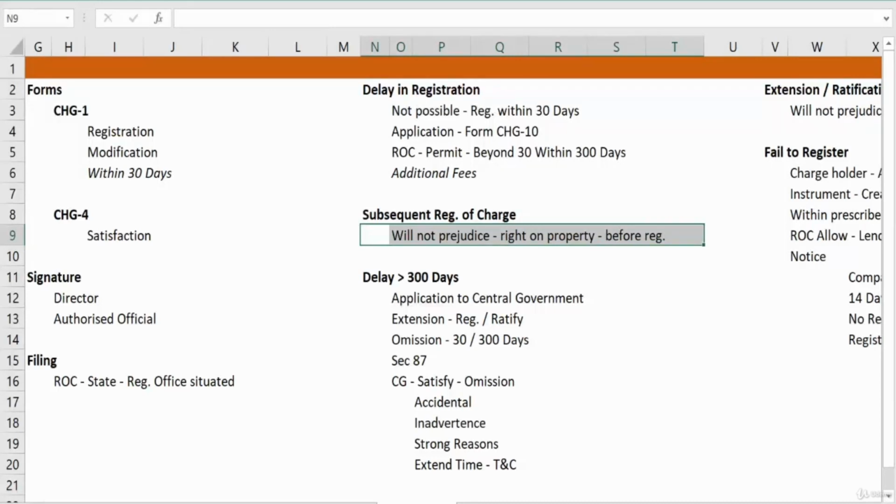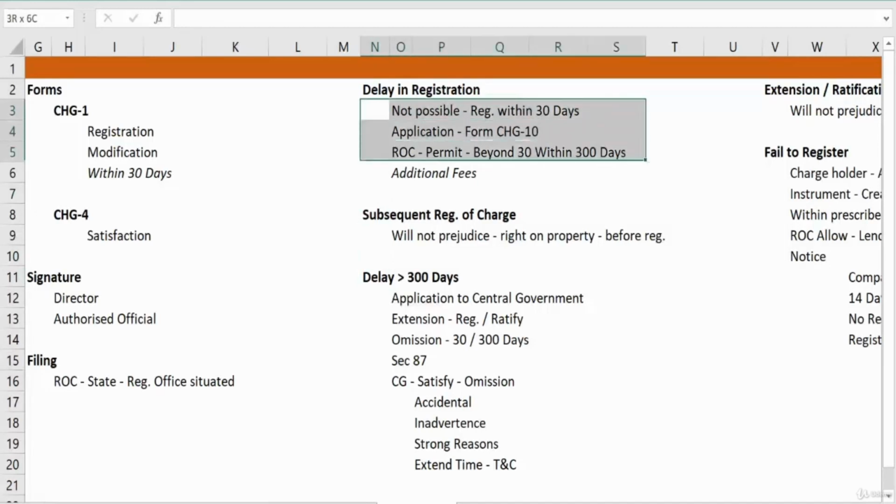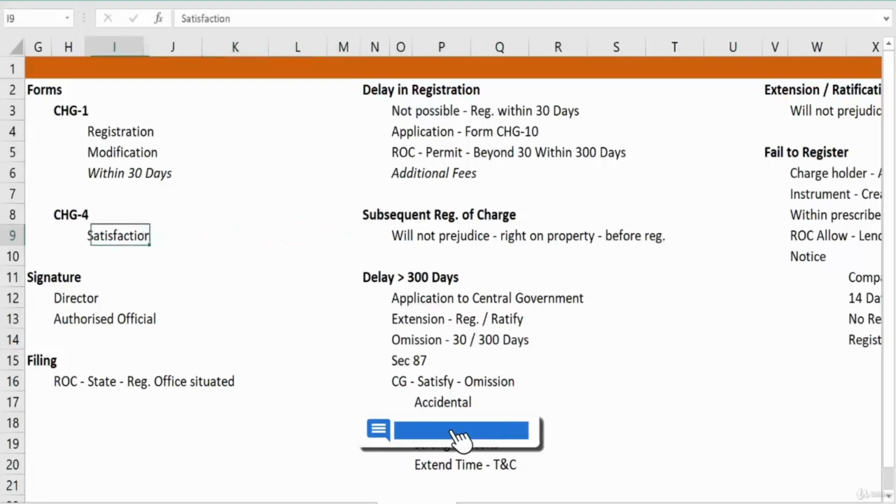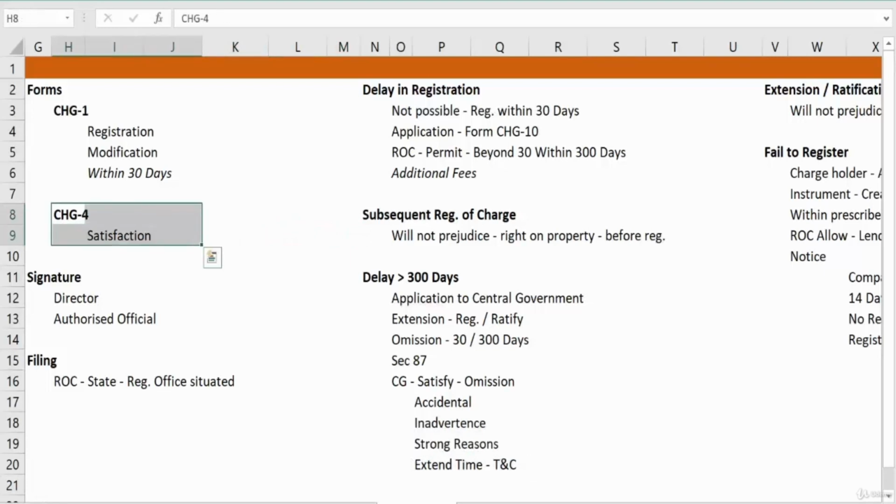So there is a subsequent registration, but if any right was created before that, it is not going to be affected. There is a delay, right? It is supposed to be registered within 30 days. It has been registered after 30 days. So there is a delay, and this delay has to be condoned, and for that only form CHG10 is filed. Now, for satisfying a charge, what form has to be used? We said CHG4.